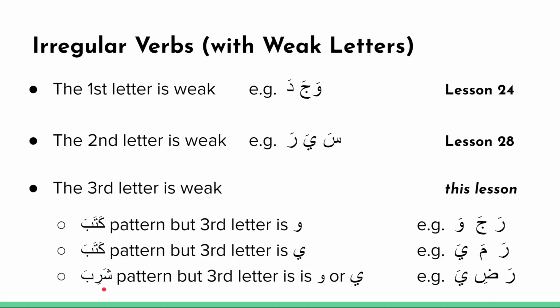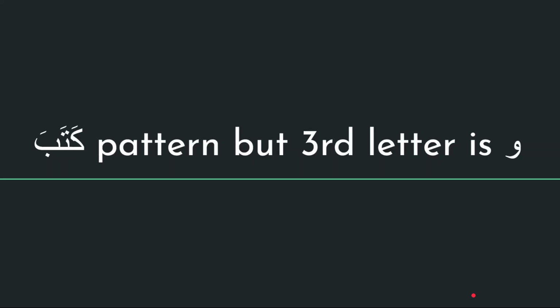And then you have verbs that don't follow the kataba pattern. They instead follow the shariba pattern, so the second letter actually has a kasra, shariba. But the third letter, again, is a weak letter, a waw or a ya. And in this case, both forms look similar, so you only have one additional table you have to memorize. An example of this is the verb radiya. Notice the kasra on the da. Okay, so let's get started.